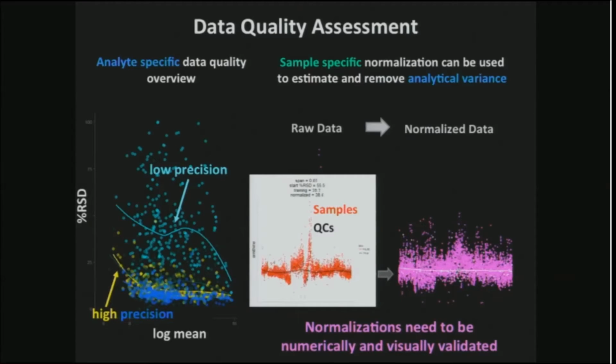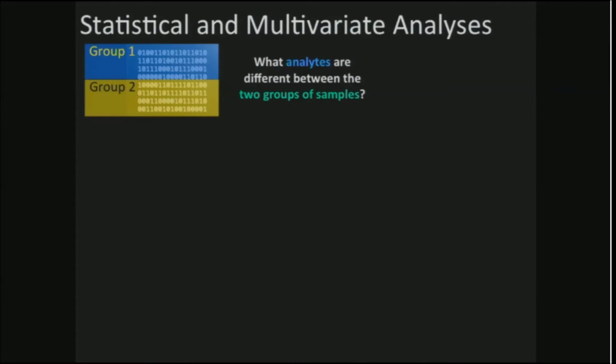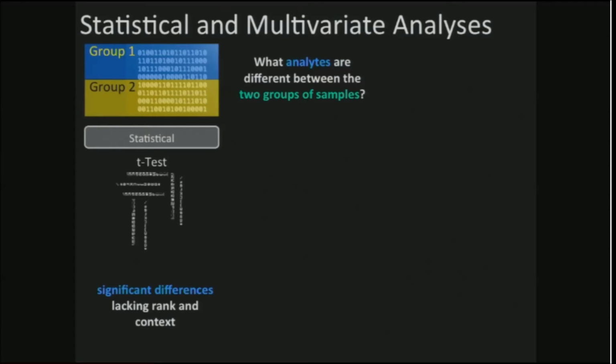And so you should numerically and visually validate what you've done. OK, so now that our data is solid, we're ready to do some analysis. So let's take this very simple example where we're interested in the differences between two groups. So one thing you might do is some kind of statistical test. This is great. So now you get p-values. So you know what is and what is not significant.